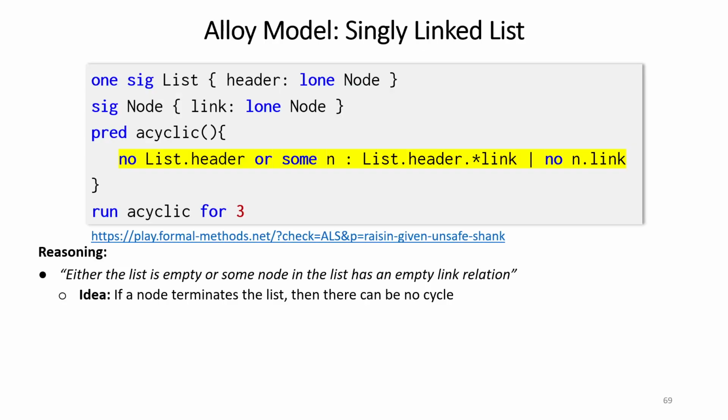Yeah. Okay. So basically here the English sentence that we wanted to encode was: either the list is empty or some node in the list has an empty link relation. Well, actually we wanted to encode that it doesn't have cycles, but then we had to think, what does it mean to not have a cycle? If you would translate this one into plain English, you would say something like this: either the list is empty, like no list header, or, so let's step through this. You have this either-or, this or relation, and then some other stuff, which is a bit more complicated.